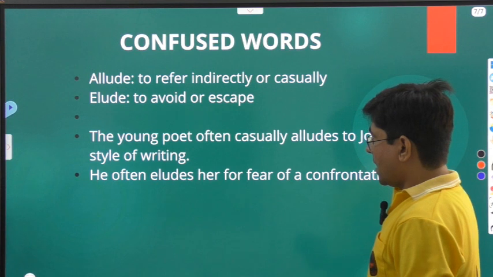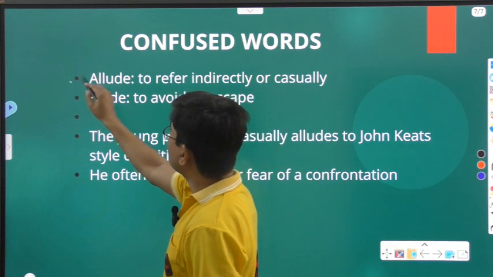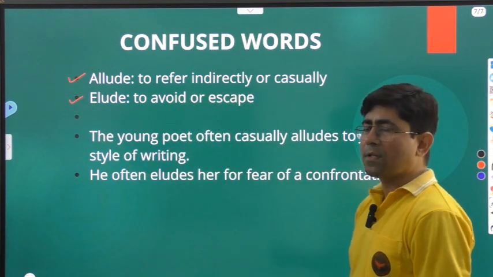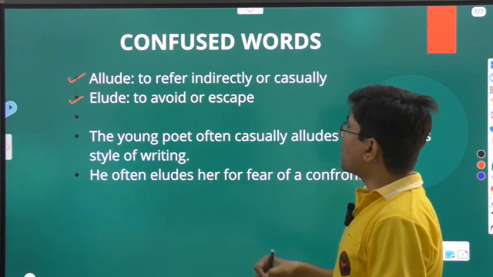But if you are using already: they were already at the party venue, means they had reached before the specified time. So all ready and already, different words, separate words, have different meanings in the sentence. Okay? And the last pair of words is allude and elude. Allude means to refer indirectly or casually. Allude means you are referring to somebody or something. And elude is to avoid or escape.